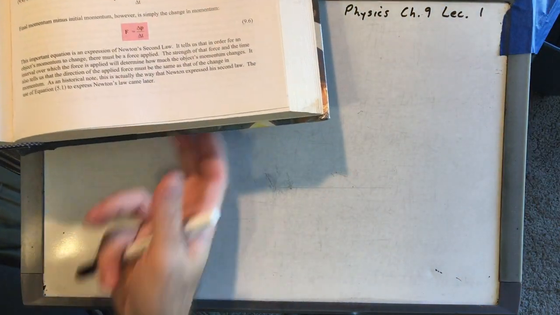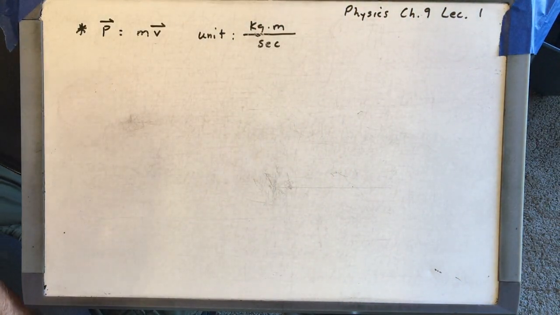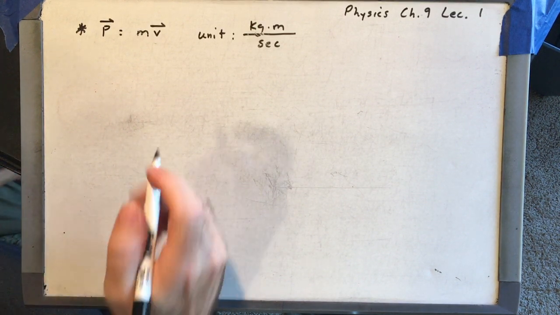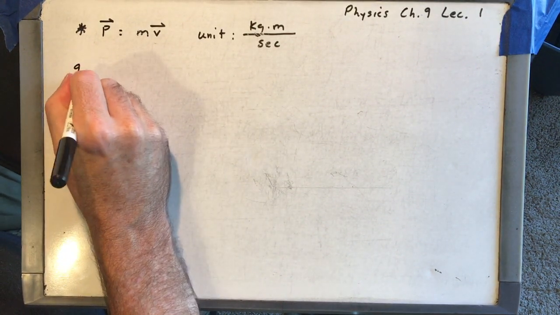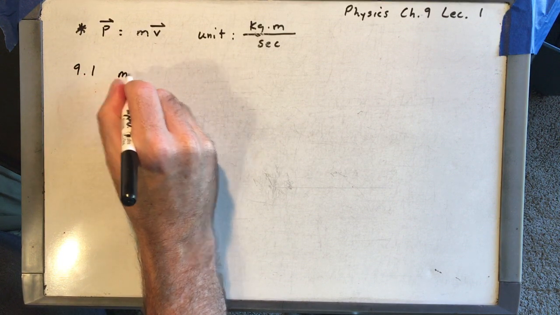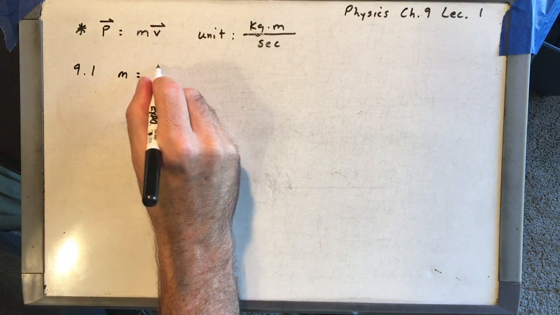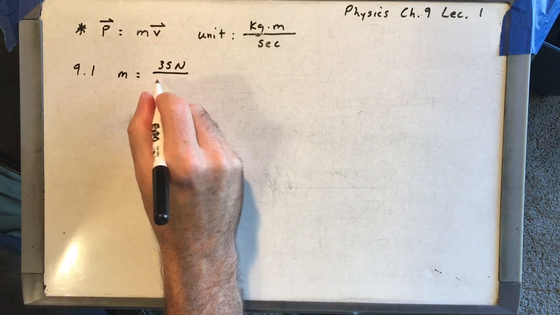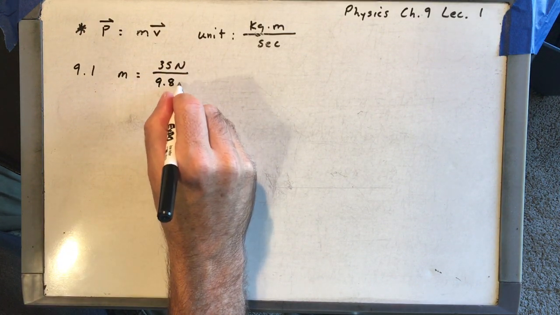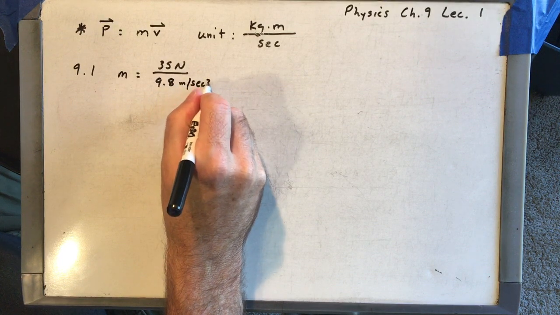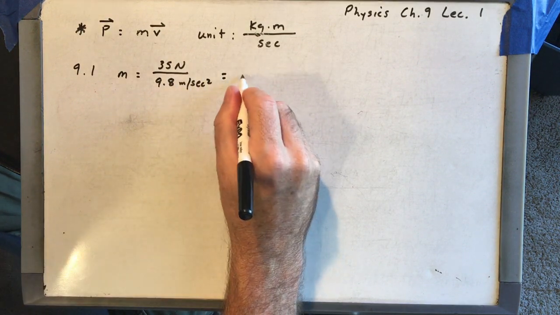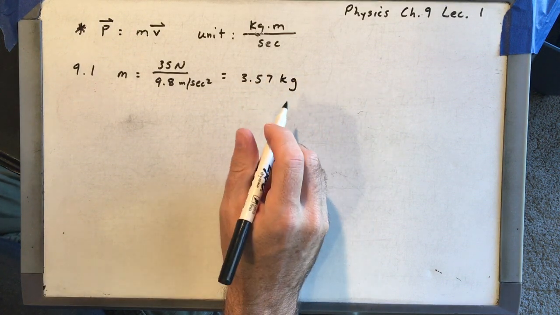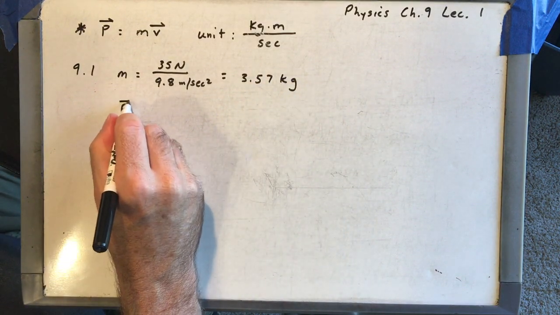Okay, so this is just going to be a problem where we get used to using the equation. So we do need to get the mass, and that's going to be 35 newtons over 9.8 meters per second squared. That's 3.57 kilograms.